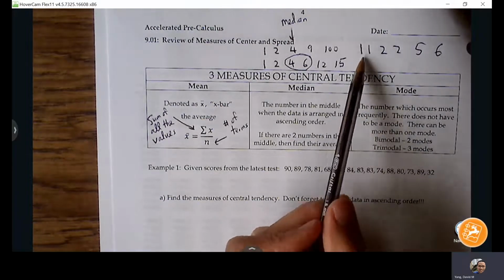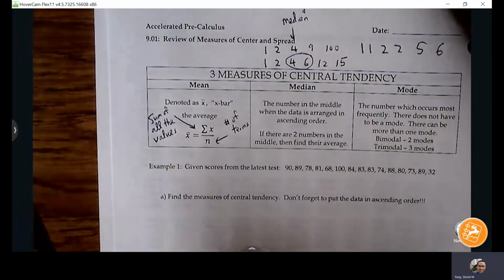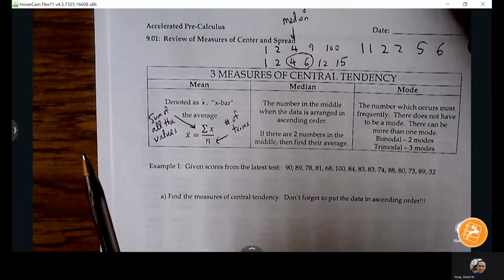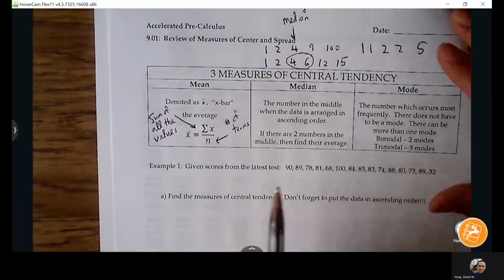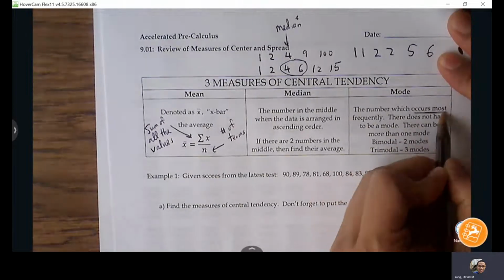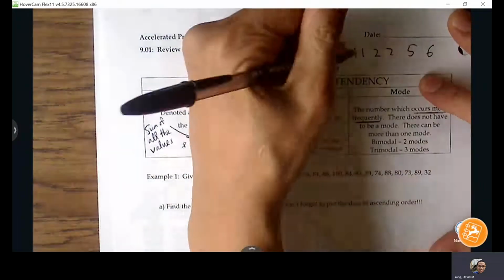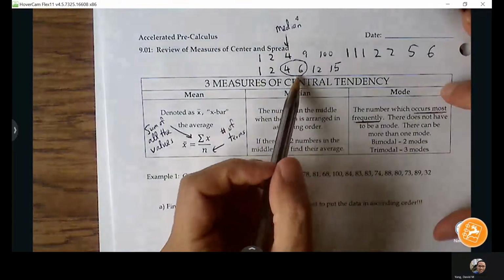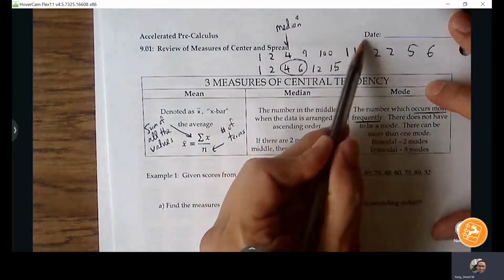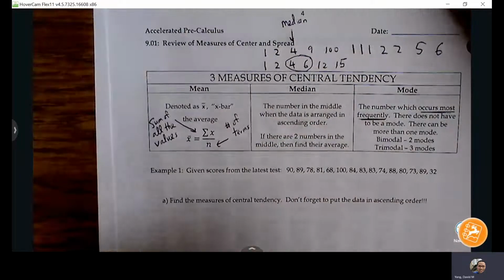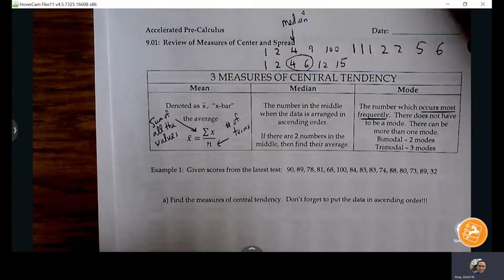3 modes will be like 1, 1, 2, 2, 5, 5, 6, right? And we only consider the ones that are occurring the most frequently. So if there were 3 ones, then there's only 1 mode, right? There's only 1, because 1 is the number that appears the most often, more than any other number.